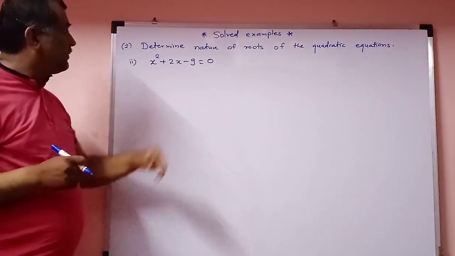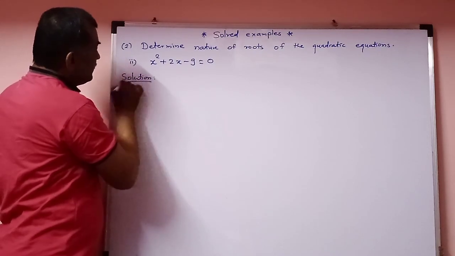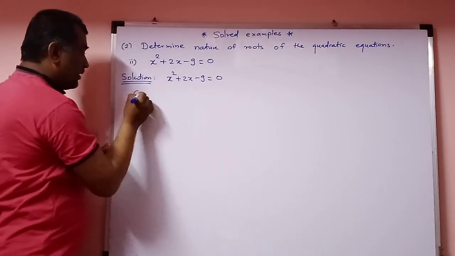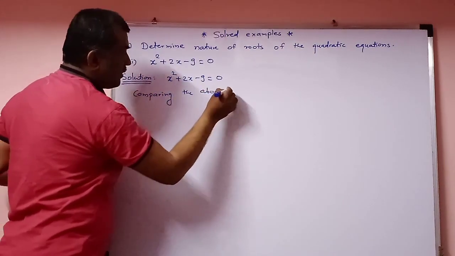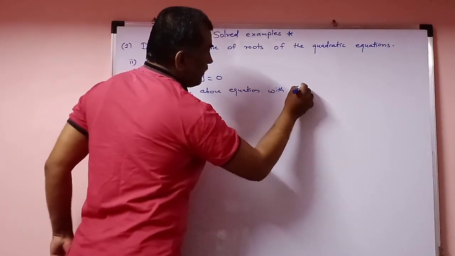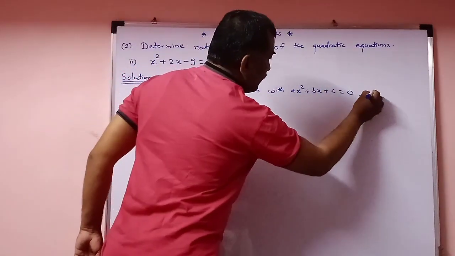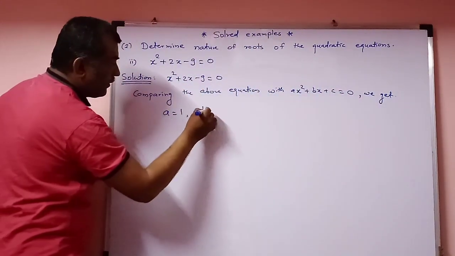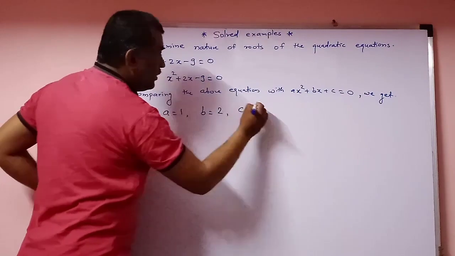Second example, x square plus 2x minus 9 is equal to 0. Solution. First write the given quadratic equation x square plus 2x minus 9 is equal to 0. Comparing the above equation with ax square plus bx plus c is equal to 0. We get a is equal to 1, b is equal to 2 and c is equal to minus 9.